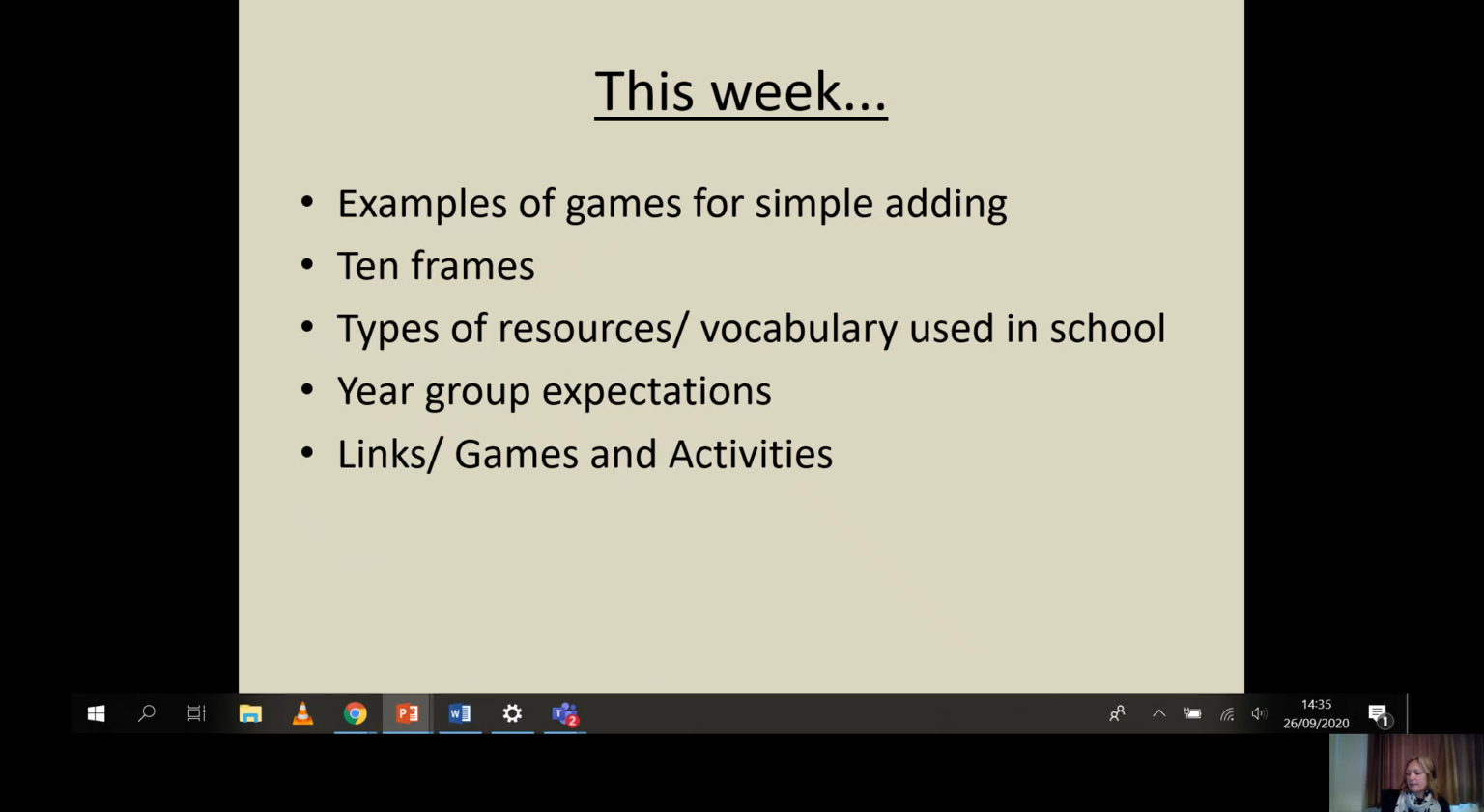So thinking about this week, we have covered examples of games that you can use for adding, 10 frames and the Numicon, different resources and vocabulary used in school, some of the year group expectations, and there's been some nice games, links and activities for you as well.